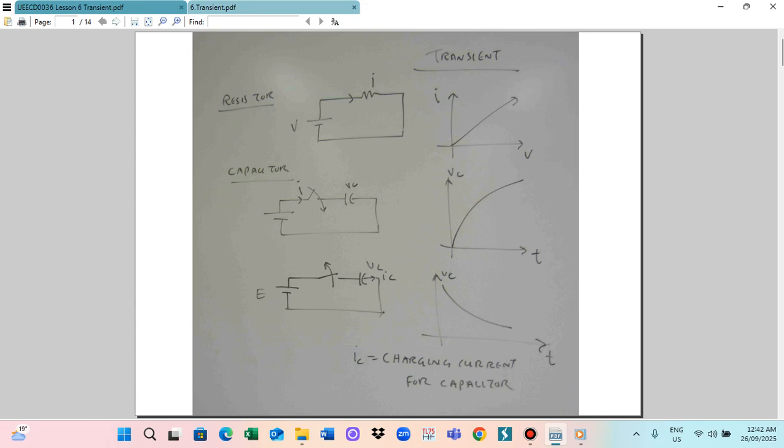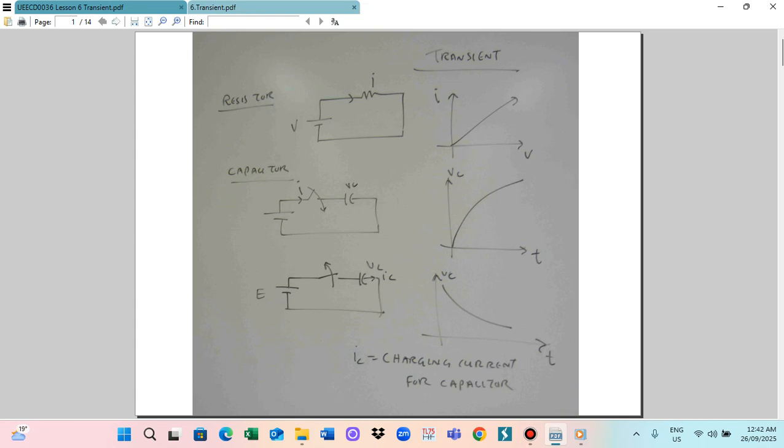And originally with the switch on and then you switch it off. So in this case, the capacitor voltage goes down. So this is the capacitor voltage VC against time. VC will go down by discharging. So this is for the capacitor.